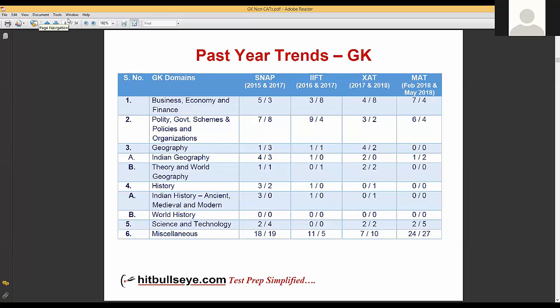Yes, Smriti is right in her observation. Business, polity, miscellaneous, these are the core areas from which questions have been asked. There have been a few questions asked from history and geography as well, but a general trend that can be observed from this particular table is that these areas are not very popular as far as these exams are concerned. Yes, that is a very valid observation. Again, government schemes and organizations, as I said earlier, are very important for your exams.